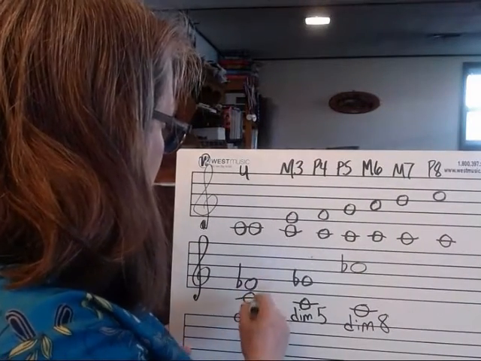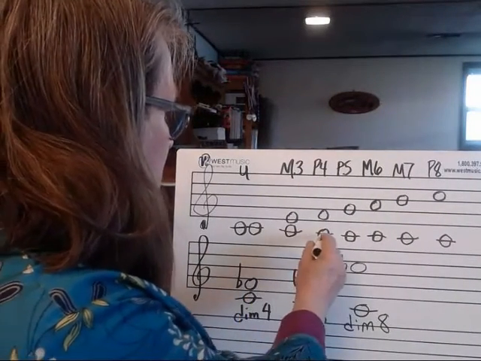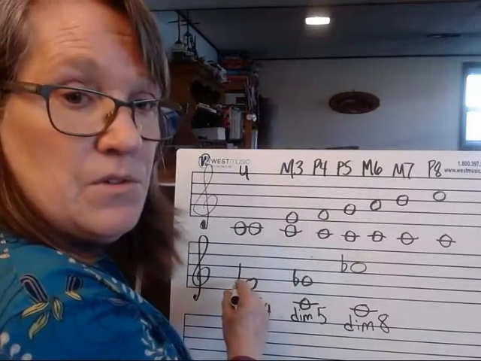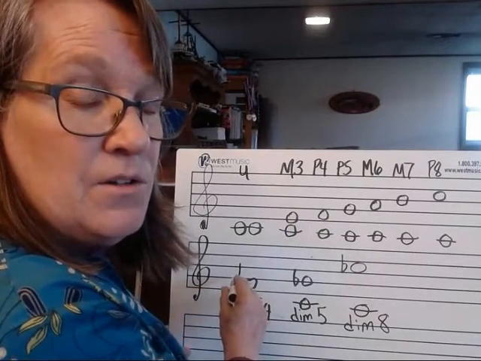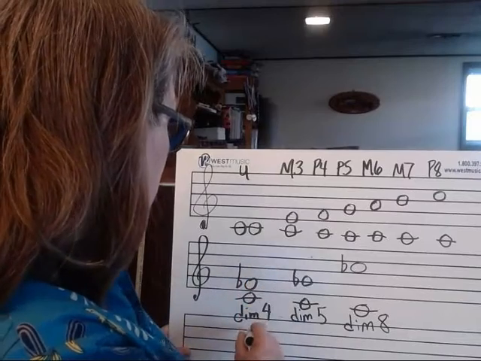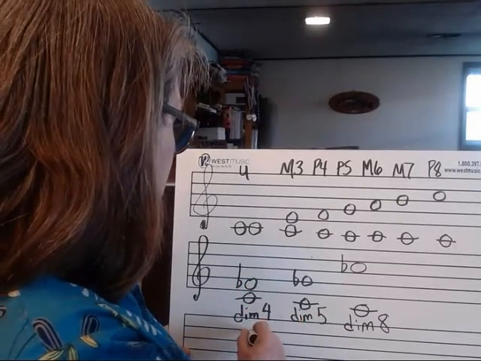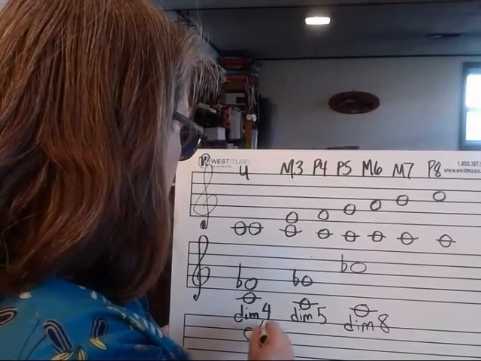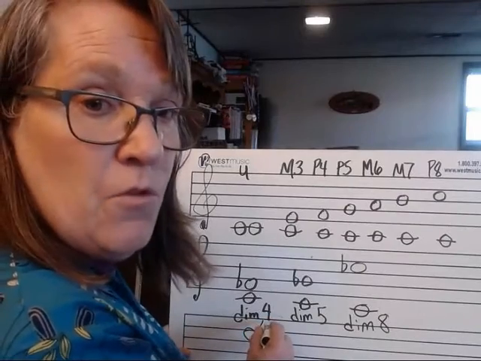So here you can see, first you count how far apart they are. 1, 2, 3, 4. If you see that flat there, you know it's a half step lower, so that becomes a diminished fourth. Okay, there are two ways of writing that. You can write o4, or you can write dim 4.